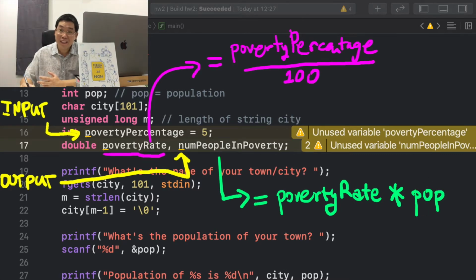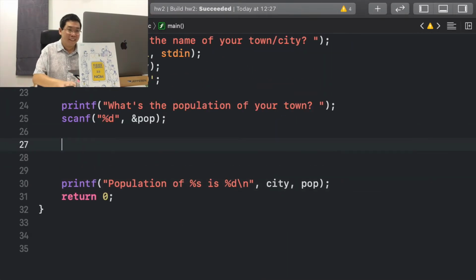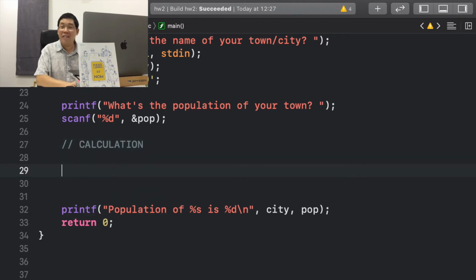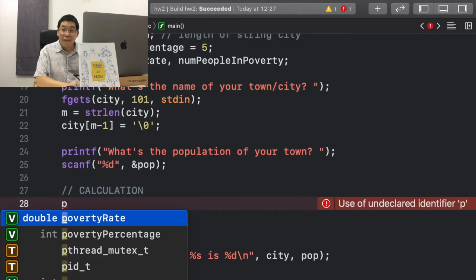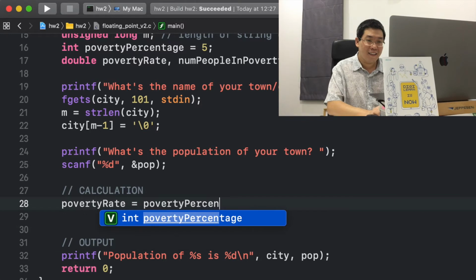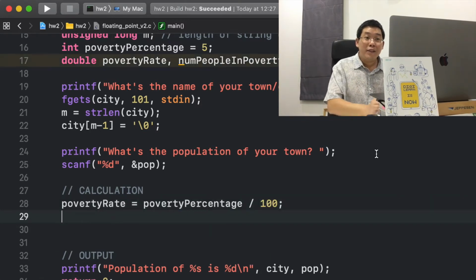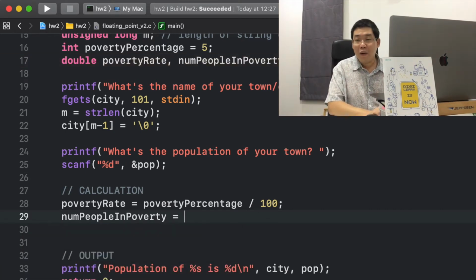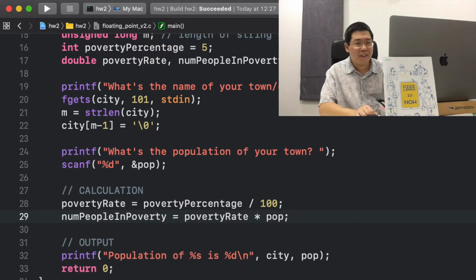So now that we have the formulas here, it's very simple to write a program. Let's do it. I'll put some comments here to say that this is the calculation part and this is the output part. First, we want to say poverty rate equals poverty percentage divided by 100. So that's this. And then we want to say that the output variable, num people in poverty, would equal poverty rate times pop. This is too easy, just 2 lines of code. Then we will write the output.